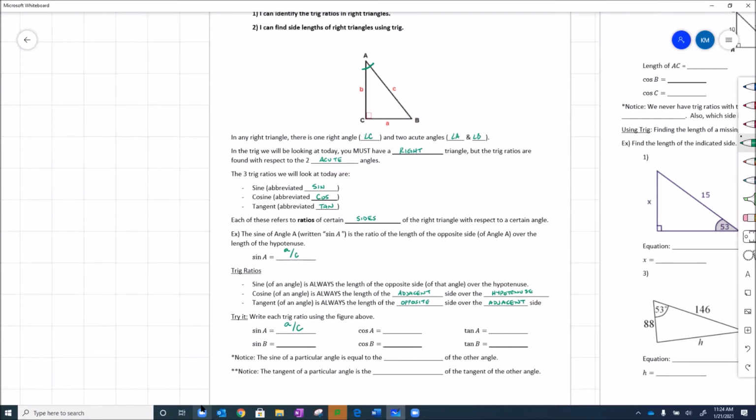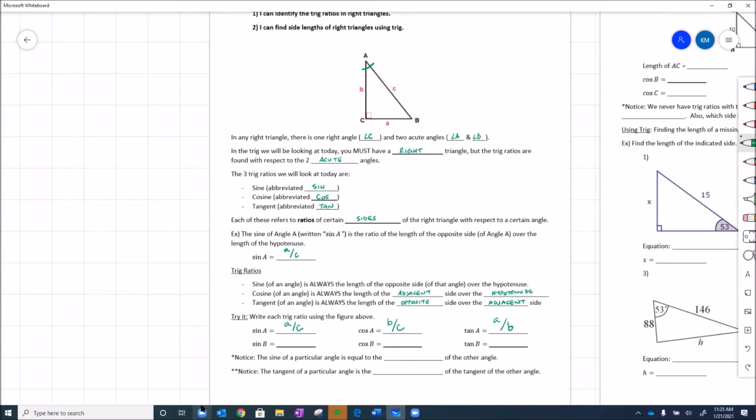Okay, and now you might say, well, there's two sides that are adjacent to angle A. And that's true, but C is the hypotenuse, so we just always label that the hypotenuse. So the adjacent side B over the hypotenuse C. And then tangent A is the opposite, which is A, over the adjacent, which is B. Okay, and here we're just looking at setting up these ratios of their sides.